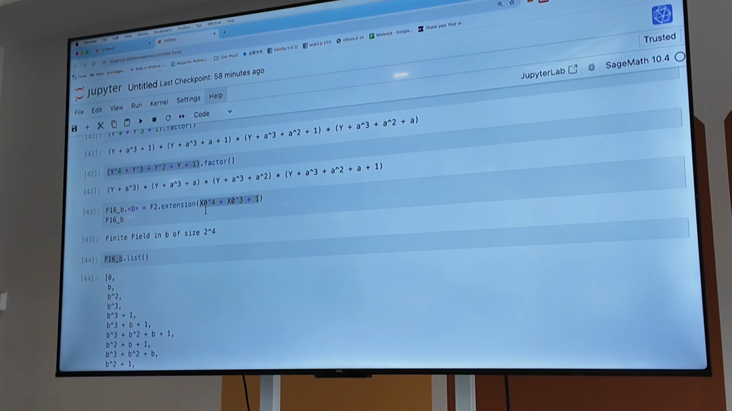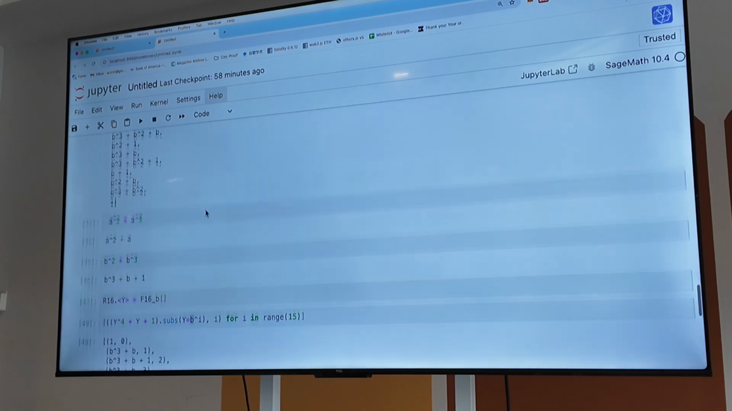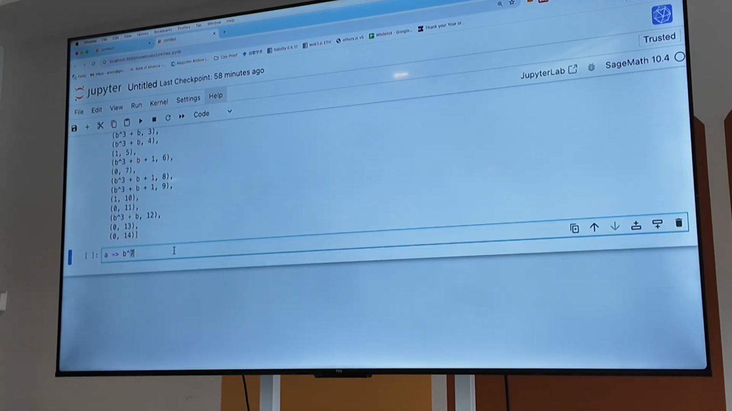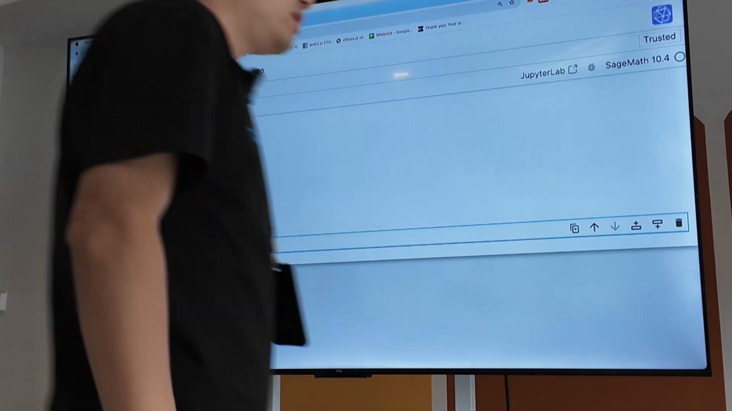So the map means each one is the root of different polynomials. So how can we use this map? It means one polynomial can map to another. Yeah. I can use the whiteboard to illustrate.